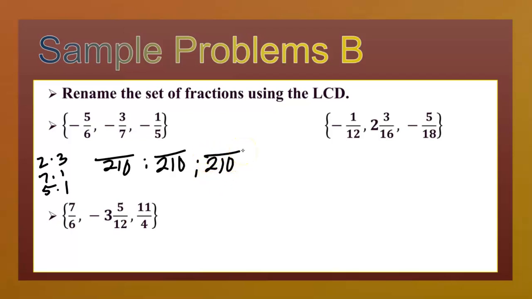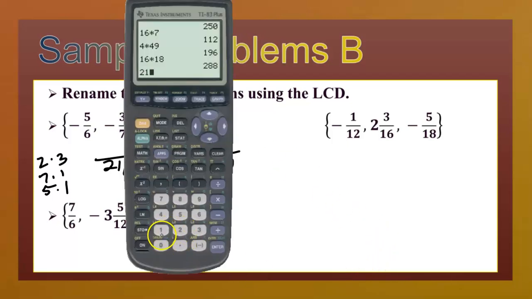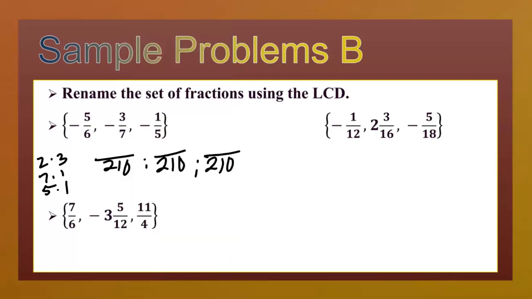So 6 times what gives us 210? If I take our calculator, we'll just do 210 divided by 6. That gives us 35. And if I take that times negative 5, that's going to give us negative 175. And 7 times 30 gives us 210. So negative 3 times 30 is negative 90.